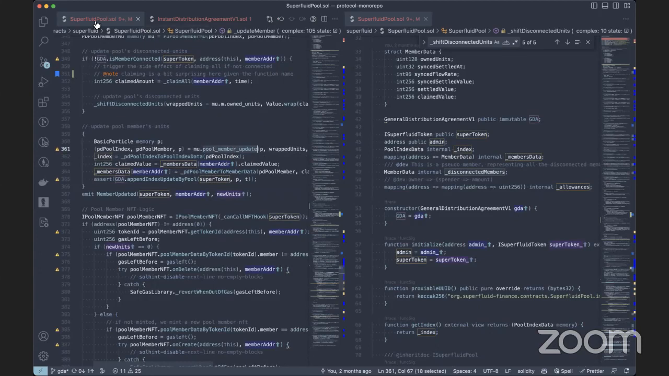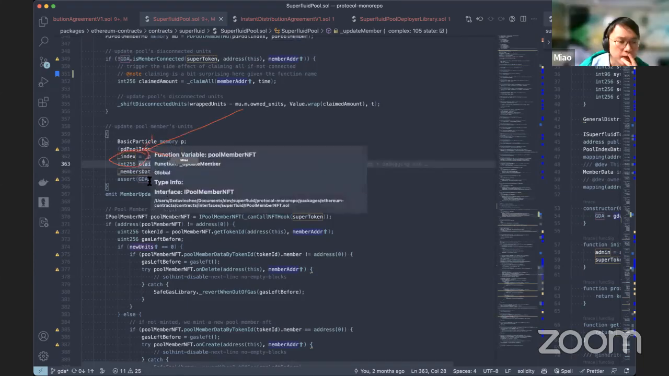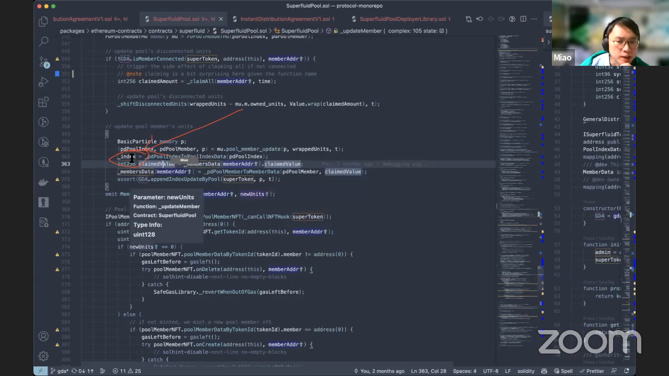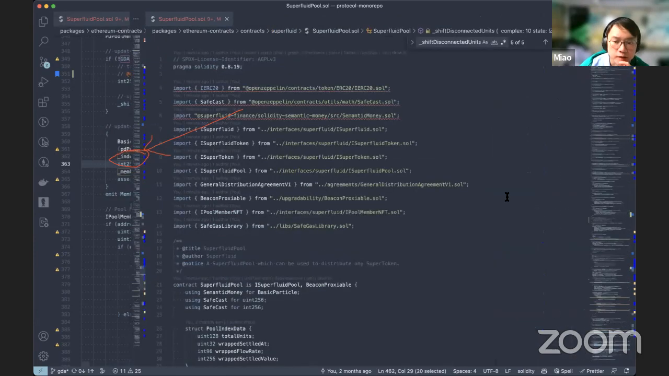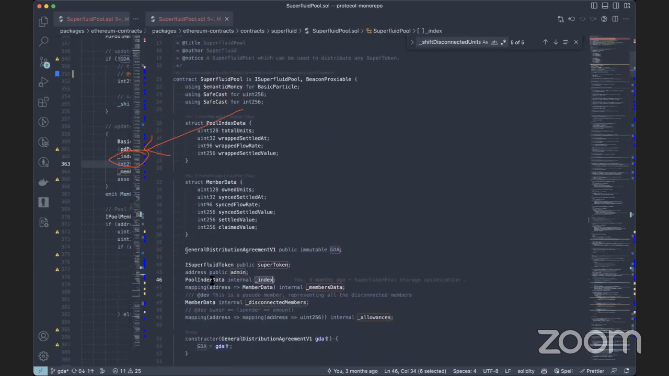There's a pool member update function in semantic money, like it's called. We update the index, which is returned from this function. We also update the PD pool member to member data, or I guess the member data from this function as well. And this one is packed storage definition, right? What is the definition of it? It's a struct. Yeah. Right.